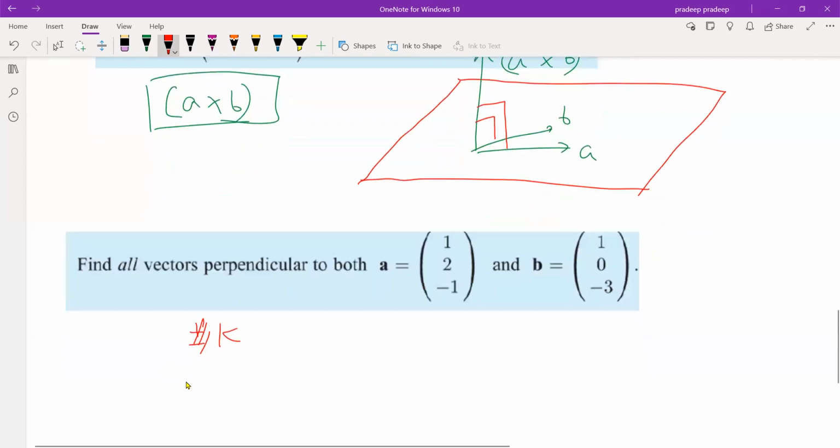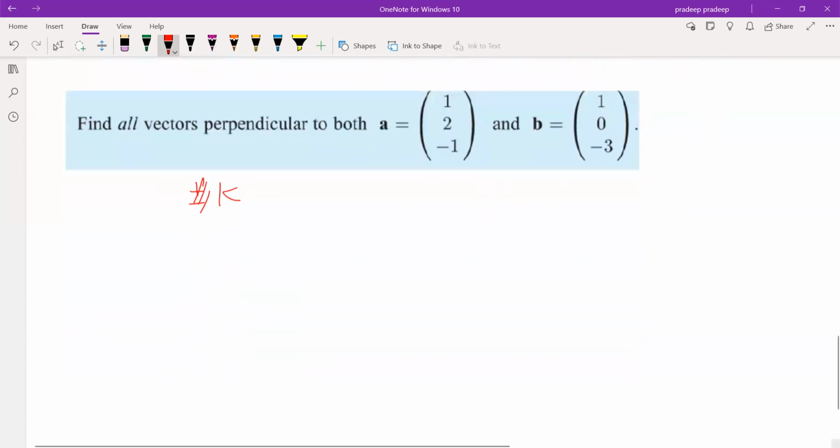So Vaibhav, can you tell me the A cross B which you got? Yes, I got -6, 2, and -2. -6, 2, and -2. Yeah. Okay, that is correct.